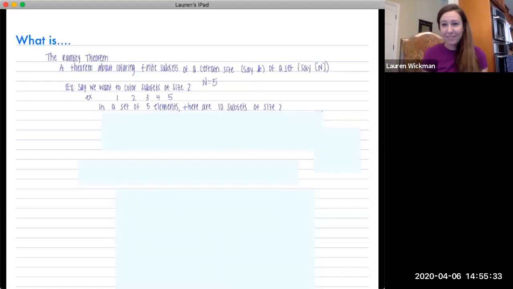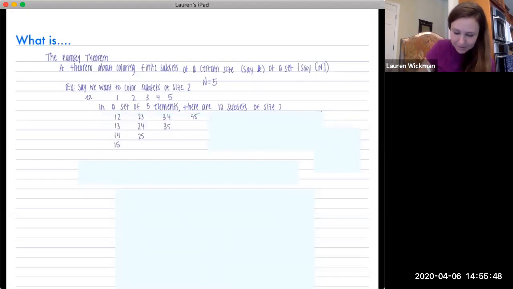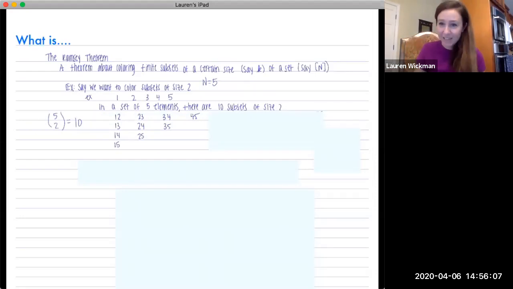I'm going to look at all of the subsets of that set of size 2. So I'll label my elements 1, 2, 3, 4, 5, and then I'm going to look at all of the 2 subsets of that. And notice there's going to be 10 of those. If you have 5 elements and I want to know how many 2 subsets there are, I'll say 5 choose 2 is 10. So there are 10 2 subsets of 5. I've listed them all here, and then I'm going to place a coloring on them.